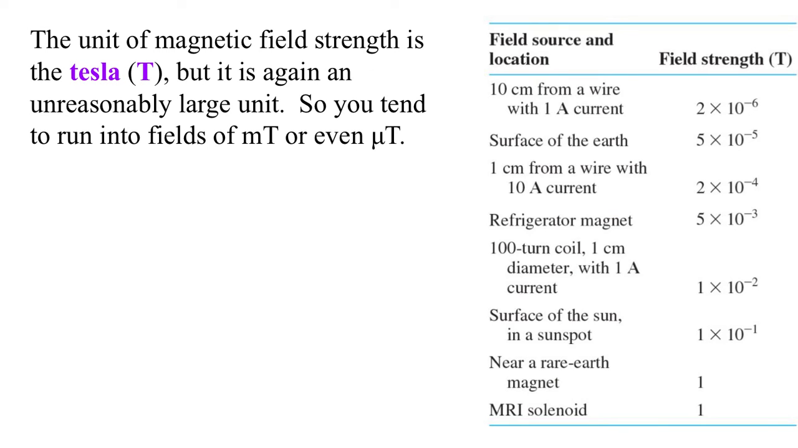The unit of magnetic field strength is called the Tesla, but again, it's an unreasonably large unit, so we tend to run fields of millitesla or even microtesla. The field at the surface of the Earth is 50 microtesla. Even on the surface of the Sun, it's only something like 1/10 to 1. If you get really close to a good rare earth magnet or a strong MRI, you might get 1 Tesla, but generally you don't tend to see strengths in the many Tesla.